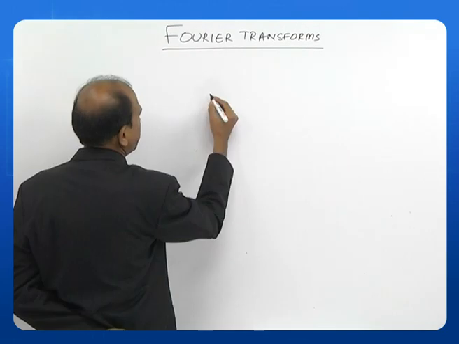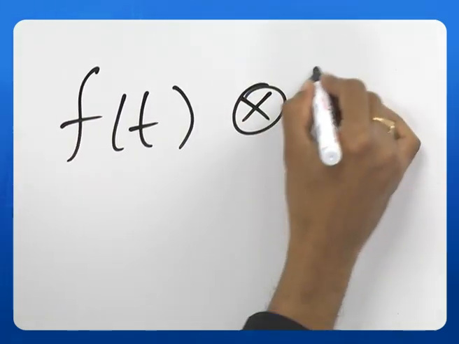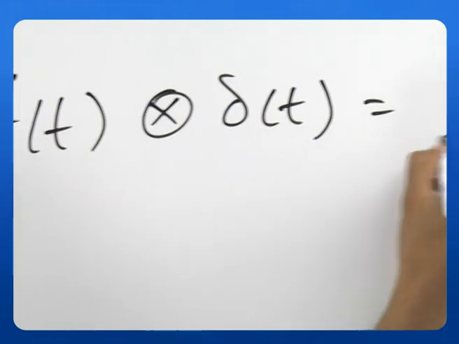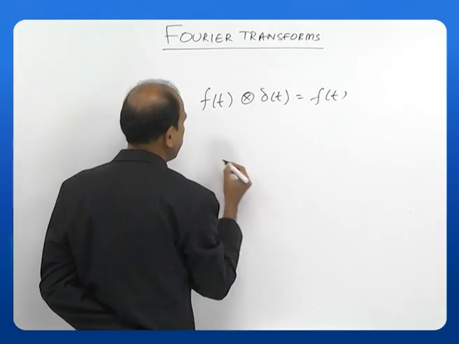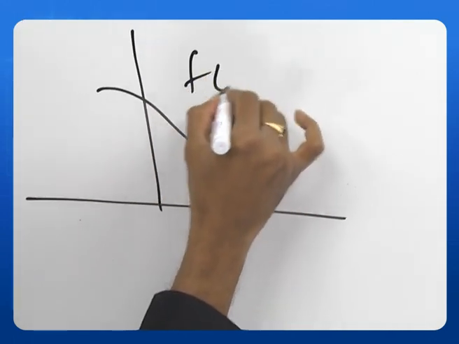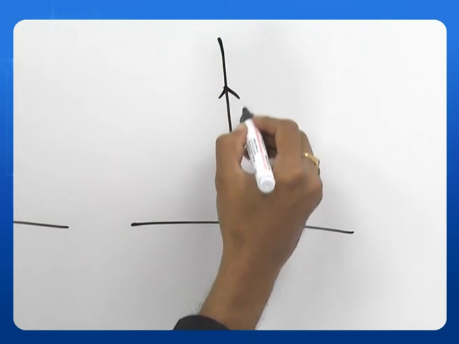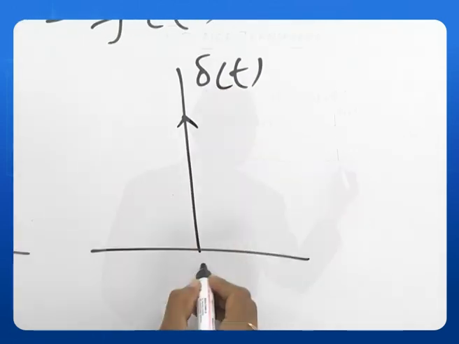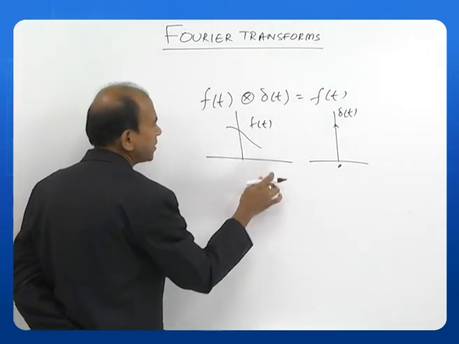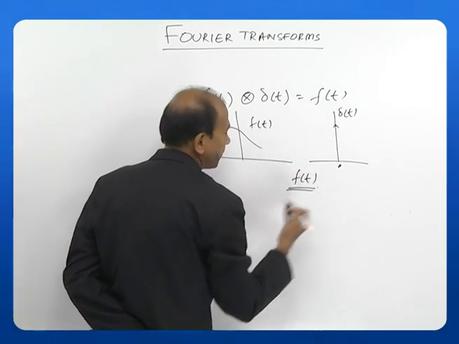Let us see this. Let us take a function f of t. Now, this is convolved with a function delta of t. The result will be f of t itself. That means, let us say this is a function f of t like this, and then I have another function, this is delta of t. So, when I convolve this, the result will be f of t only.